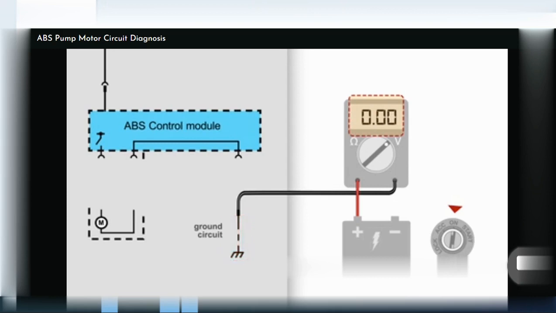If this was the case, repeat the test on the chassis ground connection. If 12 volts is now displayed, then the open circuit is in the harness. If 0 volts is still displayed, check the ground connection.